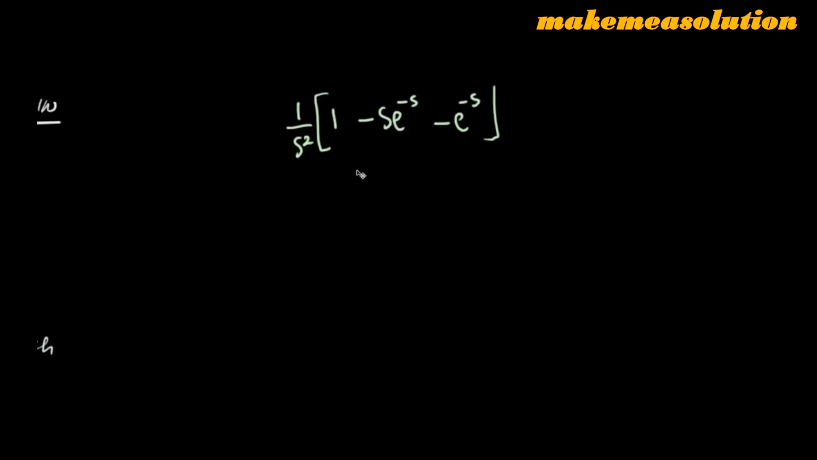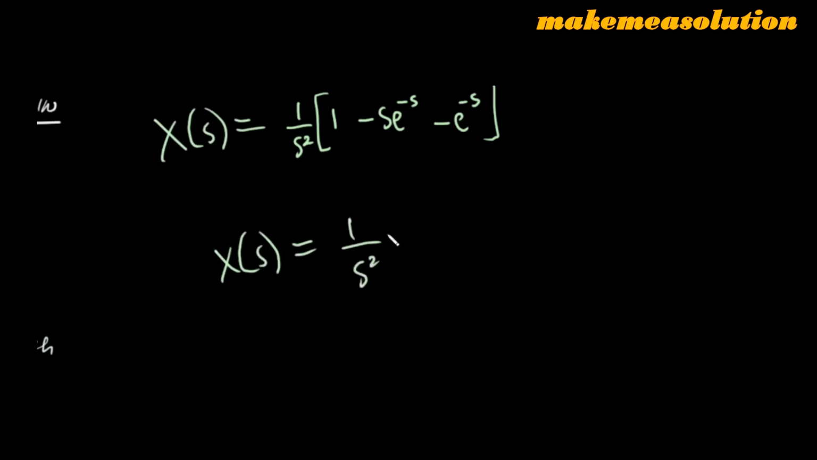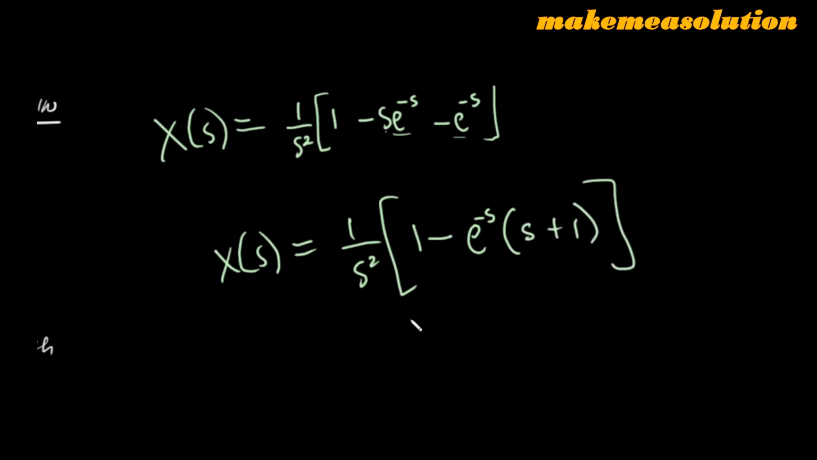This is what we got as our x of s. It can be written as 1 over s squared into 1 minus, since exponential minus s is common, exponential minus s into s plus 1, like this. So this is the frequency domain representation of the sawtooth function. If you have this as your answer, you are correct.